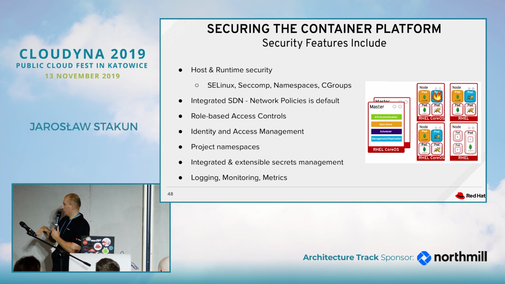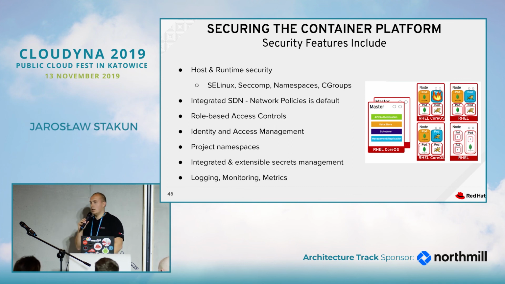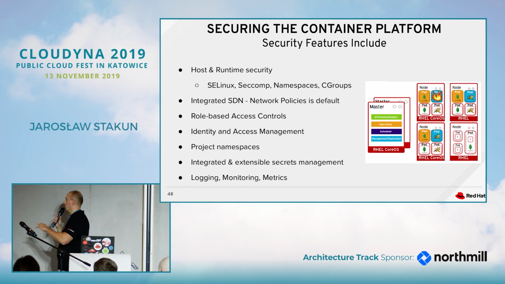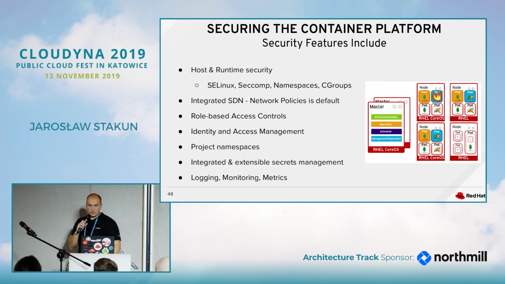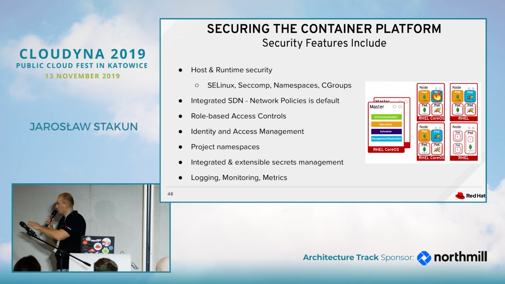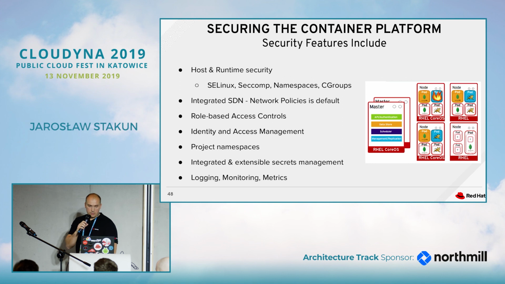Then we have the networking layer. In OpenShift, we use by default a VXLAN-based SDN solution. With that solution, you can configure network policies, or you can have namespace-based network segmentation. And then we have all the RBAC-based configurations, where all the components, the namespaces, and access to the monitoring and logging stack are all secured and managed by RBAC out of the box.